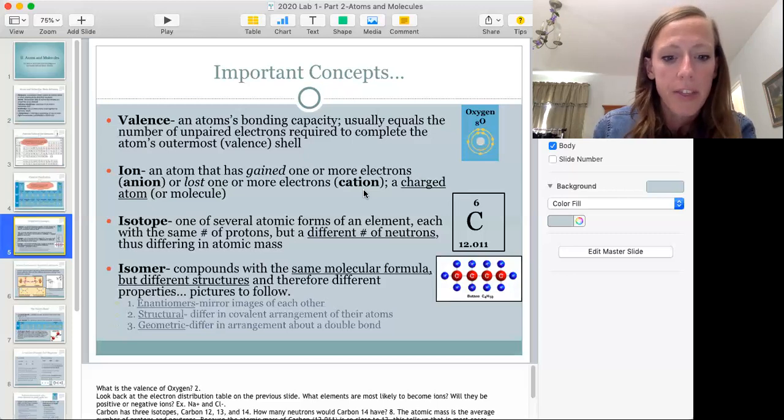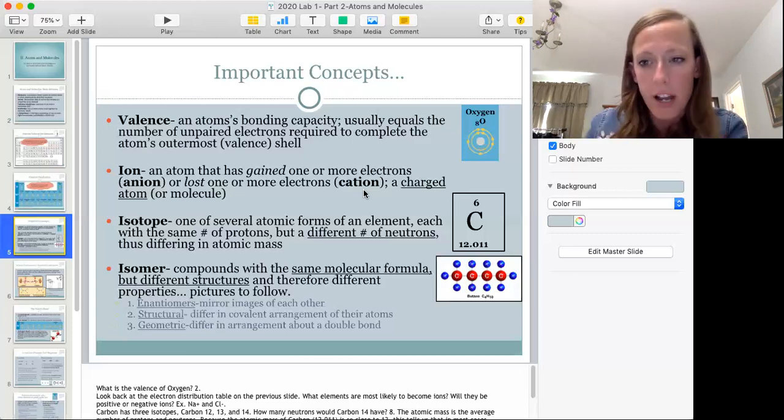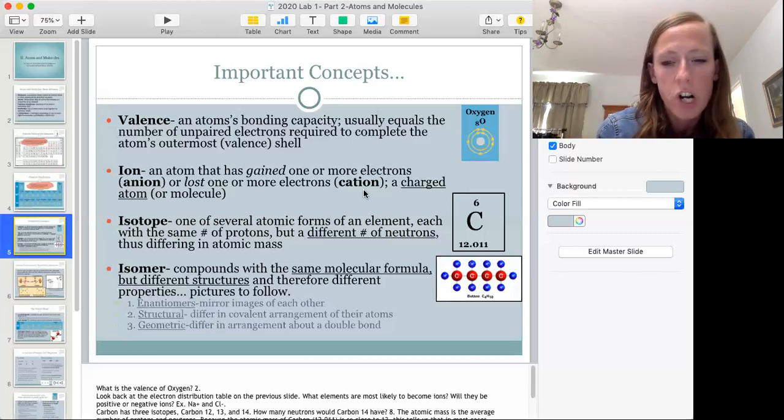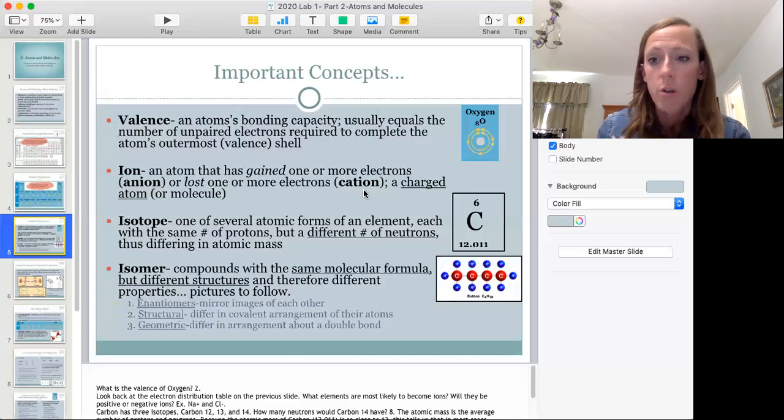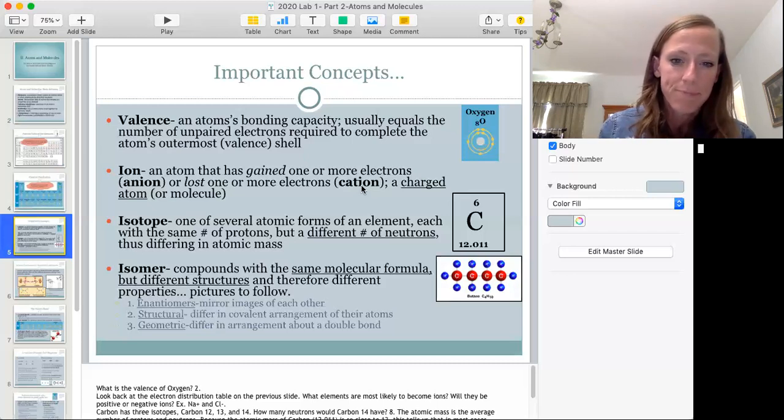All right, we talked about that, like I said, with sodium and chloride. Sodium tends to give up its electron. It's going to have a positive charge, so it's going to be referred to as a cation. Whereas chlorine has gained that electron, is going to have a negative charge, and then it will be referred to as an anion.